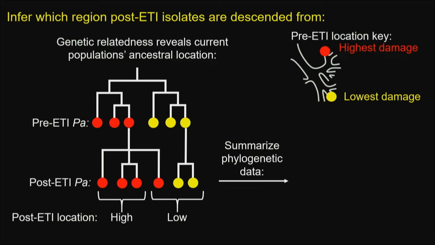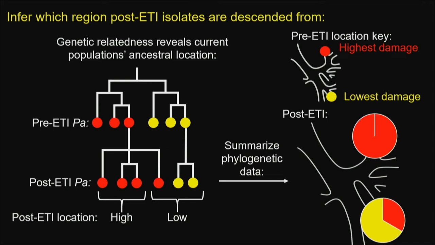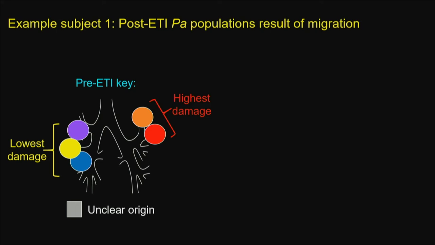And so to summarize that for you, I chose to use pie charts that represent the proportion of isolates that descend from each region. So what this pie chart means is that two-thirds of the isolates in this region descend from the lowest damage region, and one-third descend from the highest damage region. I'll be walking you through two examples just to demonstrate the heterogeneity that we could see between patients before I summarize across all of the subjects.